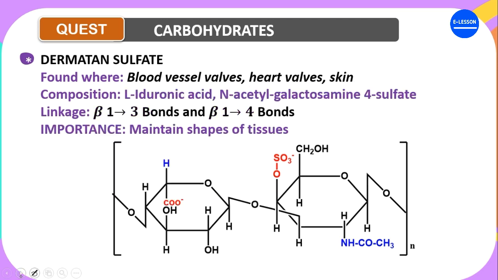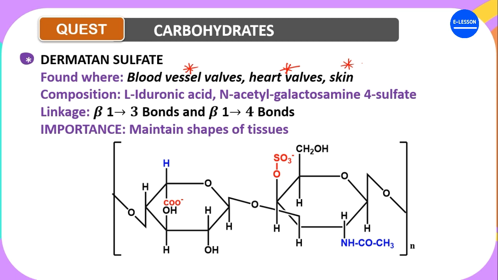Now the next one is dermatan sulfate. Dermatan sulfate, you can find it in heart valves, blood vessel valves like the artery, the veins, etc. You can find it in heart valves, and you can also find it in skin. When you have the word dermatology, just know skin: dermatan sulfate, skin.